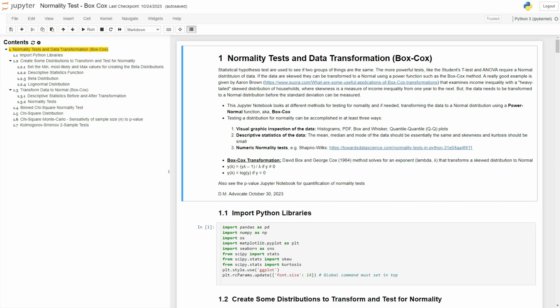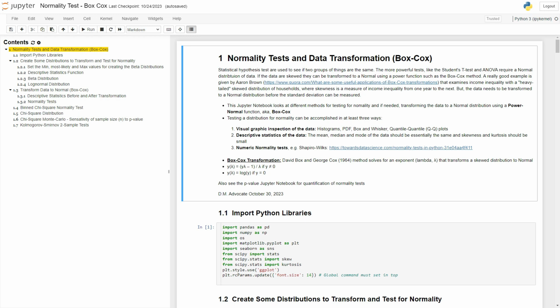This video is about normality tests and how to transform skewed data to a normal distribution. Statistical hypothesis tests are used to see if two groups of things are the same. The more powerful tests, like the Student's t-test and ANOVA, require a normal distribution of data. If the data are skewed, they can be transformed to normal using a power function such as the Box-Cox method.